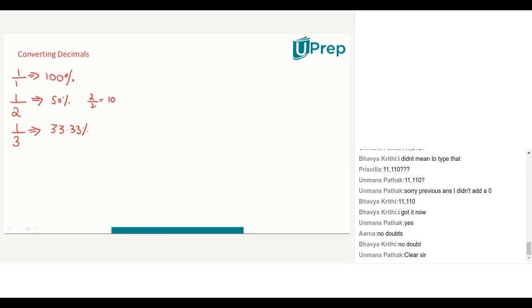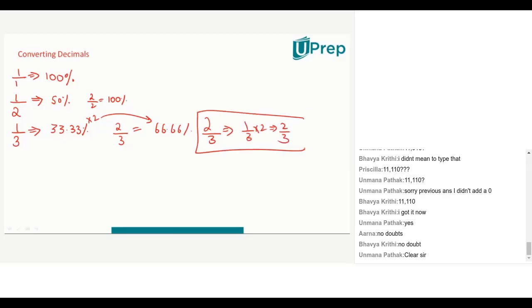What is 2 by 2? 100%. Now 1 by 3 is 33%. How do I get 2 by 3? I will multiply 1 by 3 into 2, right? What if I do into 2? What will I end up with? 66.66%. All of you agree with me? Everyone's following? 2 by 3 is nothing else but 1 by 3 into 2, right? Is everyone following?